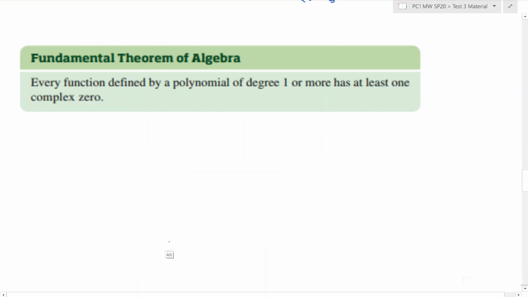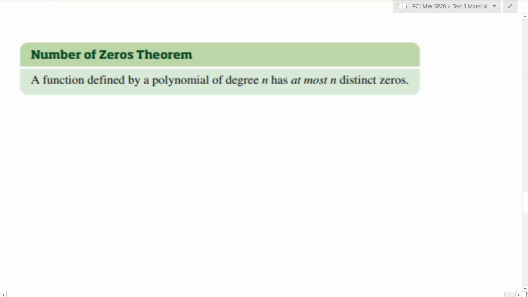All right, the fundamental theorem of algebra says that every function defined by a polynomial of degree 1 or more has at least one complex zero, which means every function can be factored. Even the things that we told you in intermediate algebra class you could not factor, we would say they were prime. They actually do factor, just not with real factors. They factor with complex numbers, the imaginary numbers, if you will.